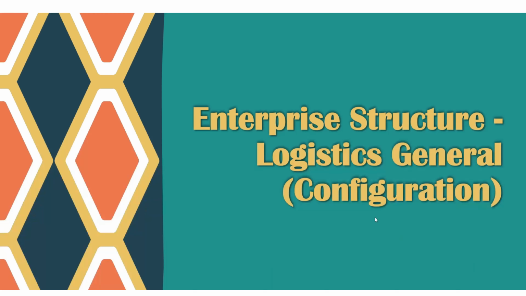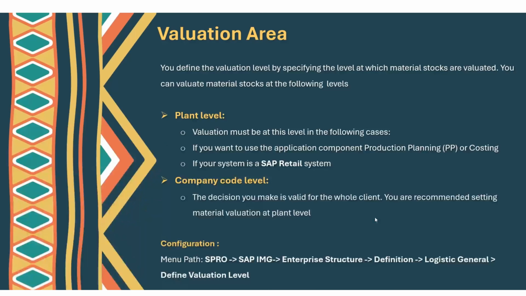You can define the valuation level by specifying the level at which the material stocks are evaluated. Remember, the valuation area or valuation level is related to the material stocks valuation. You can evaluate the material stocks at the following levels: plant level and company code level. Valuation must be at plant level in the following cases: if you want to use the application components production planning or costing, or if your system is an SAP Retail system.